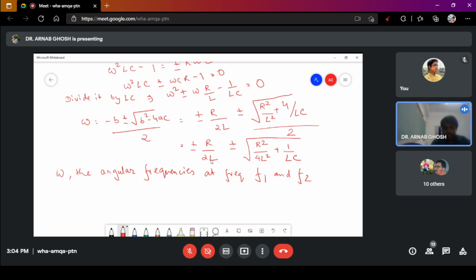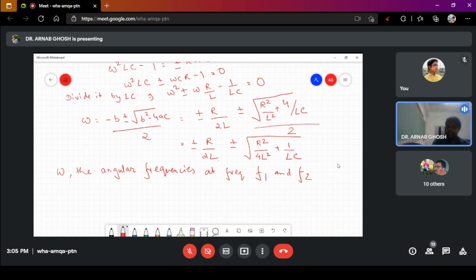Yes, sir. Actually what I have done, your B was only R by L. So I divided this by two earlier itself. So I divided R by L by 2, giving R by 2L plus minus this one. When you are taking this 2 under the root, it will go as 4. So this is becoming R square by 4L square plus 1 by LC. Okay, sir. Done. So what is omega? Omega is the angular frequency at frequency F1 and F2.